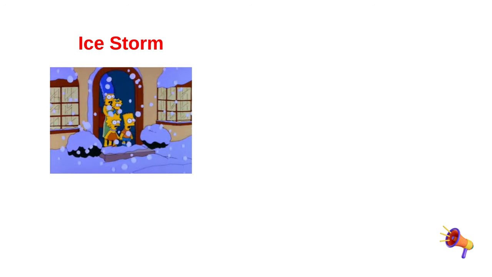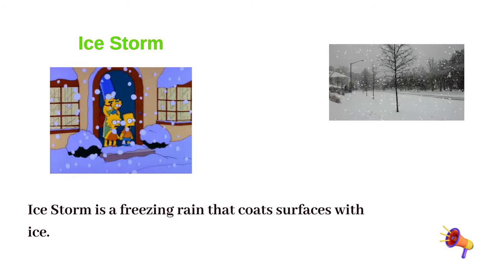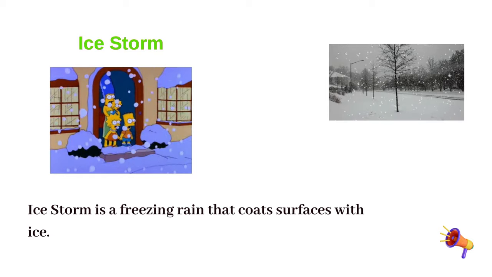Ice storm. An ice storm is a freezing rain that coats surfaces with ice.